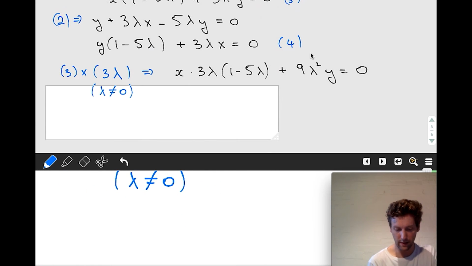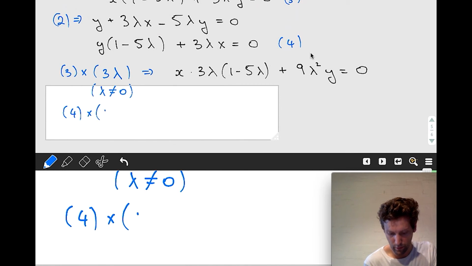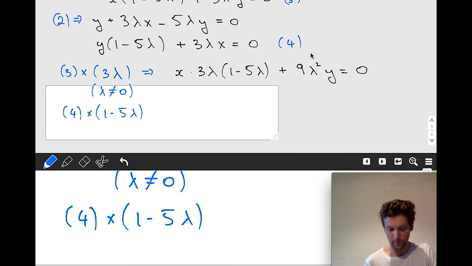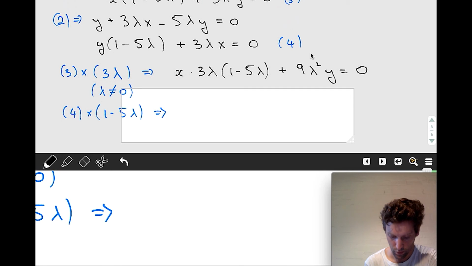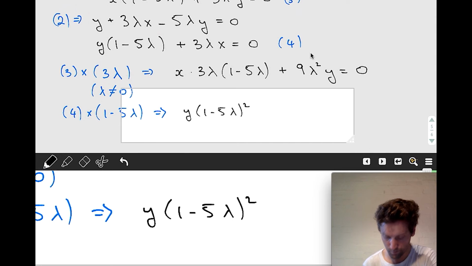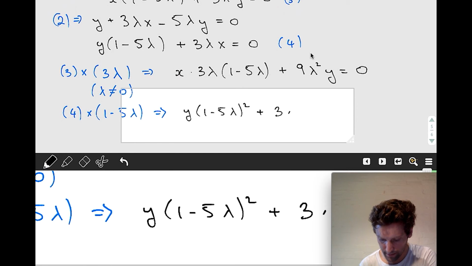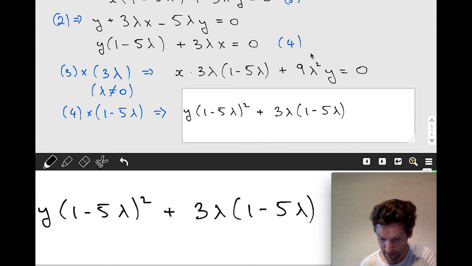Let's take a look at expression 4. What I'm going to do is multiply this one by 1 minus 5 lambda. So that's going to give me y times 1 minus 5 lambda squared plus 3 lambda times 1 minus 5 lambda times x is equal to 0.